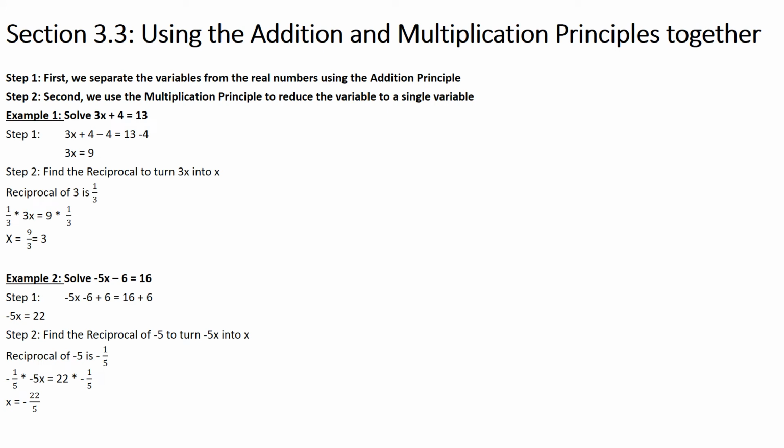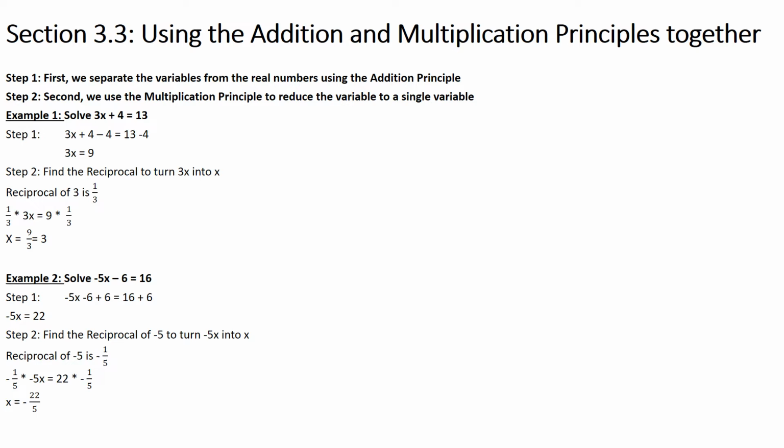Now, what we did with addition and multiplication by themselves are called one-step equations. What I'm going to show you is using both of them. These are called two-step equations. And I can't always tell you where to start. Sometimes it's easier to do multiplication or the reciprocal. Sometimes it's easier to do the addition or subtraction. You have to look at each individual equation. So let's look at this here.